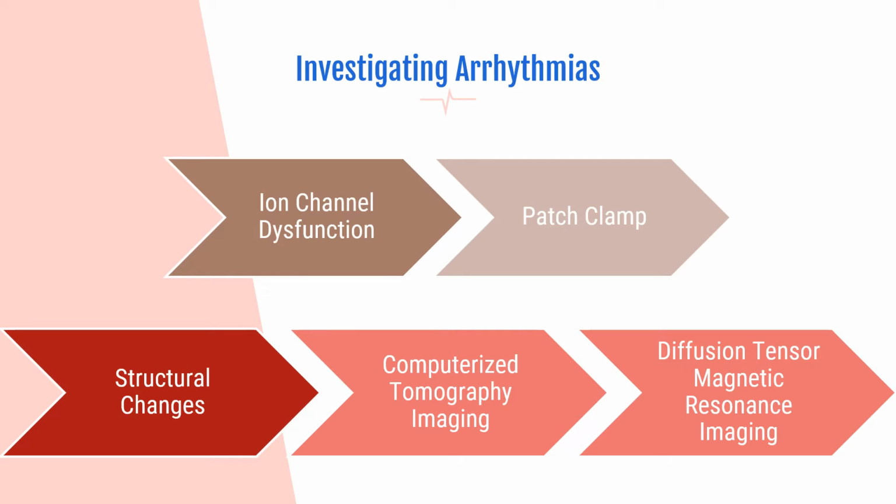To investigate the differences between healthy ion channels and dysfunctional ion channels, the patch clamp technique can be used, which provides electrophysiological data to investigate changes in the properties of ion channels in the cell membrane. On the other hand, to investigate changes in the cardiac anatomy, computerized tomography imaging, also known as CT imaging, or diffusion tensor magnetic resonance imaging, also known as DT-MRI, can be used. CT imaging can produce cross-sectional slices of the heart, which can be digitally stacked to form a three-dimensional image, while DT-MRI allows for the examination of cardiac microstructures and fiber arrangement.